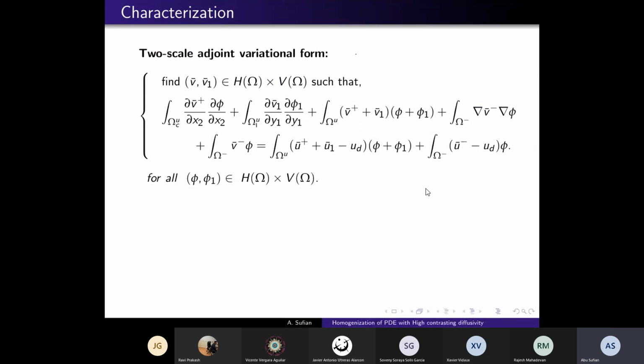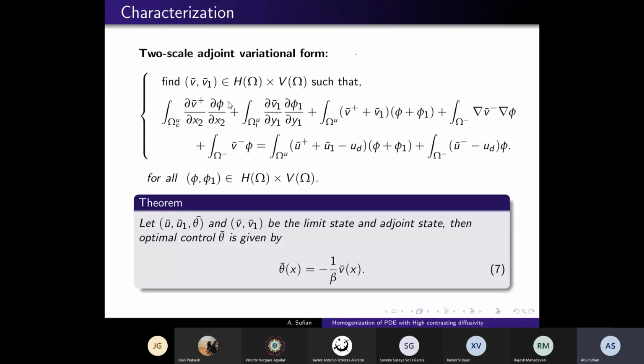So basically this V bar and V1 is a limit of T epsilon V epsilon, which we can prove as earlier. Okay. So using this adjoint state, we can characterize our optimal control. We have u bar, u1 bar, theta bar is the optimal state, v bar, v1 is the adjoint state. Then the optimal control theta bar is given by minus 1 by beta v bar x. You see this theta bar is not affected by u1 bar. So basically it is fully independent of y1.